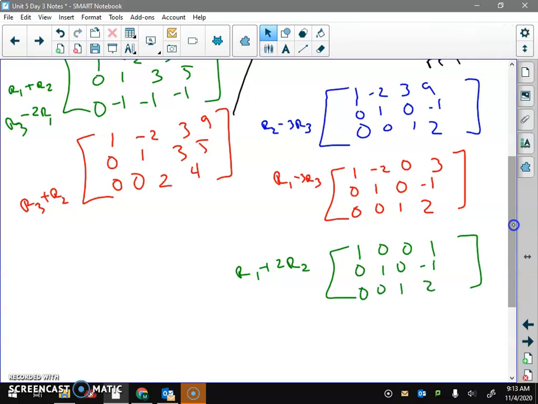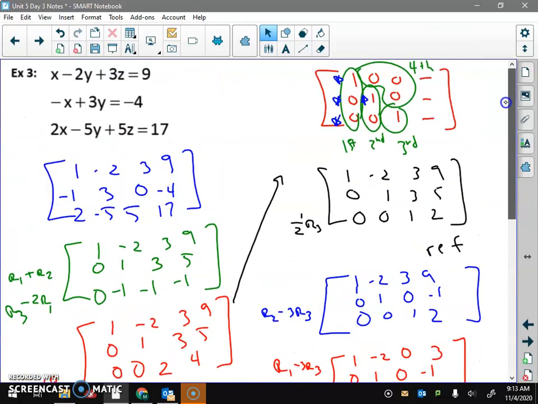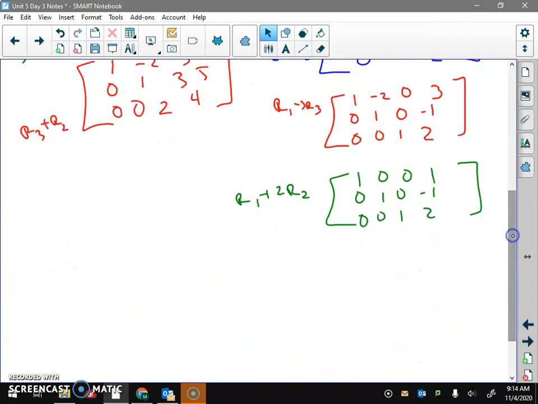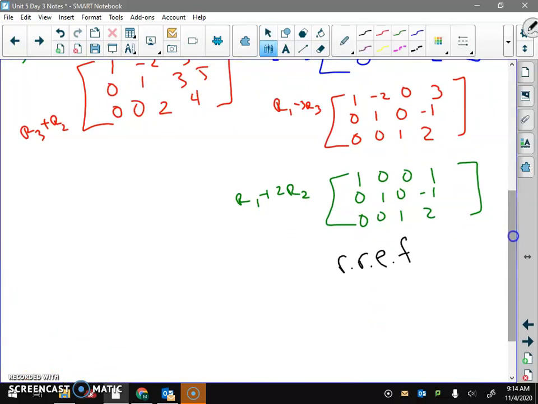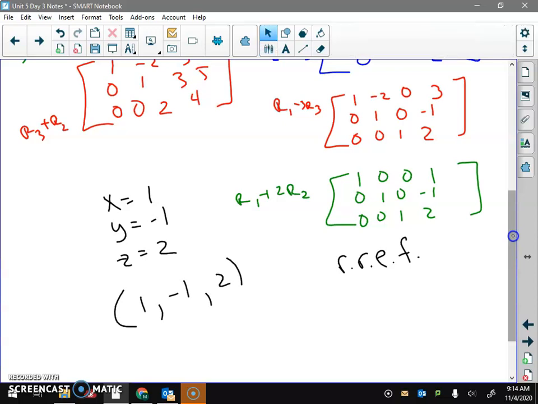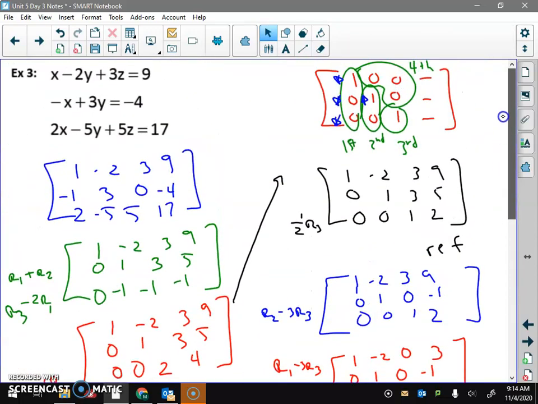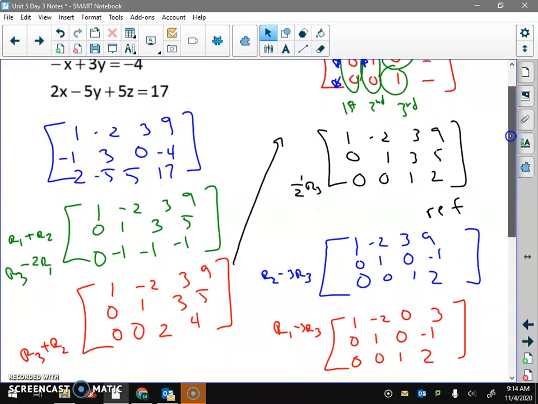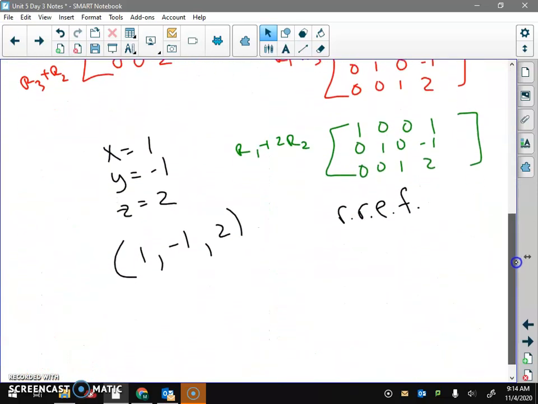I got the matrix. I used Gauss Jordan elimination to get the matrix into reduced row echelon form, hence solving x equals 1, y equals negative 1, z equals 2, ordered triple, 1 comma negative 1, 2. The only ordered triple that would solve all 3 of these equations simultaneously. Or again, the intersection of the 3 planes in space, the one unique ordered triple.